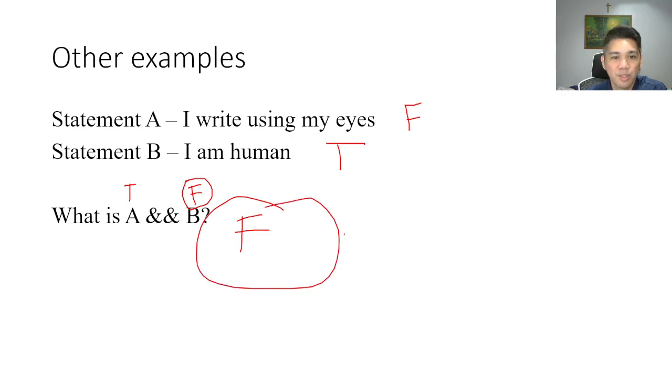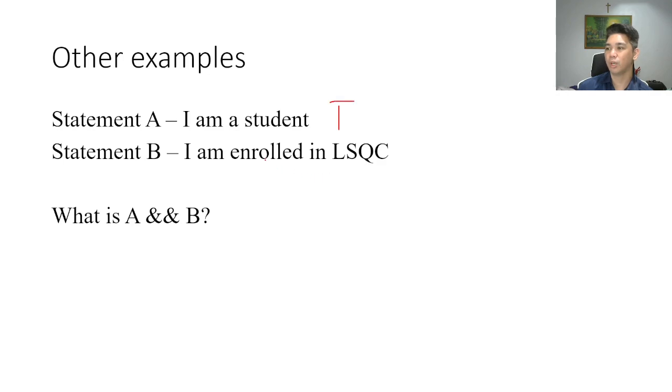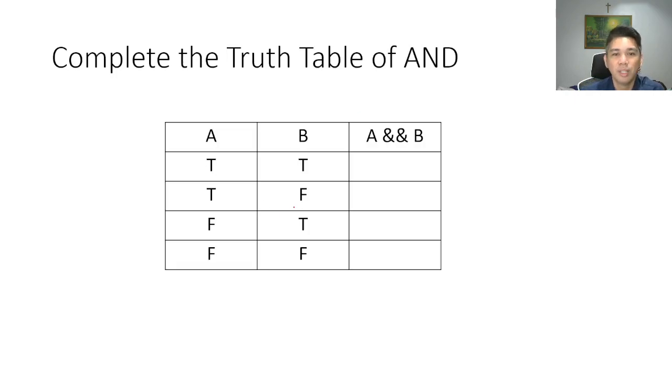Since there is at least one false, the whole statement is false. Now, I am a doctor and I am a pilot. Well, I'm not a doctor, so this one is false. I'm also not a pilot. So there are two falses. False and false will result into false. Another one, I am a student in LSQC. So let's try to answer this. In your own point of view, you are a student, that is true. You are enrolled in LSQC, that is also true. So true and true will result into true.